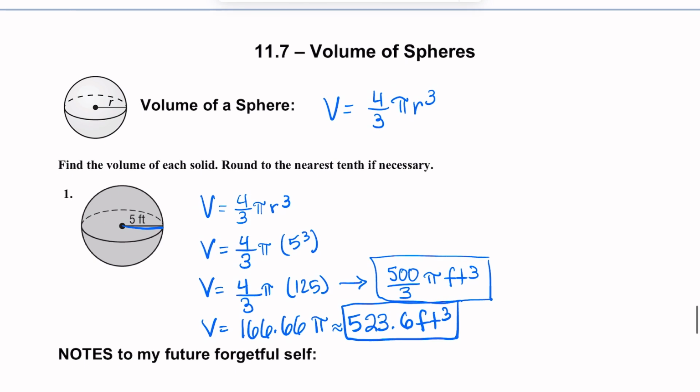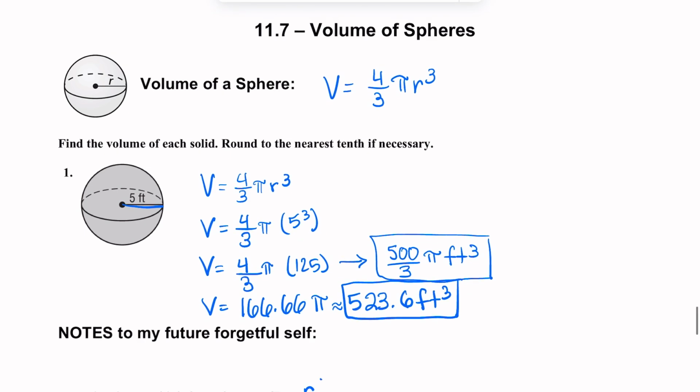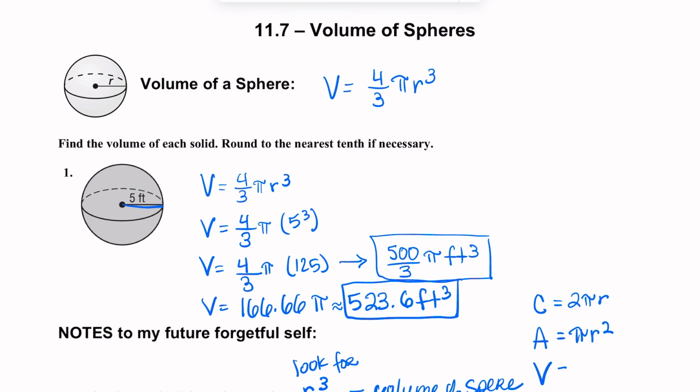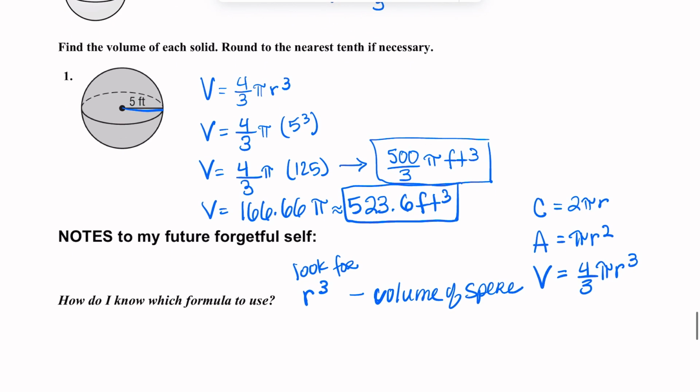So how do I know which formula to use? Well, if I see r cubed, then I know it has to do with the volume of a sphere. Okay, because let's think about that. Circumference, which is just a line, is 2 pi r. Area of a circle is pi r squared. And now volume is 4/3 pi r cubed. Those exponents match exactly how we have to write our units for each of those. So that helps us to figure that out.